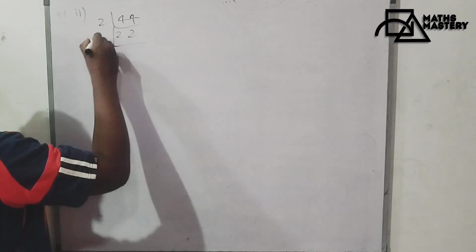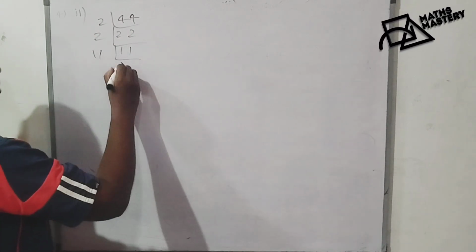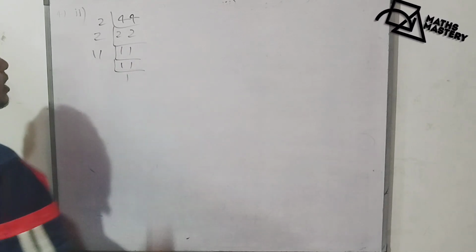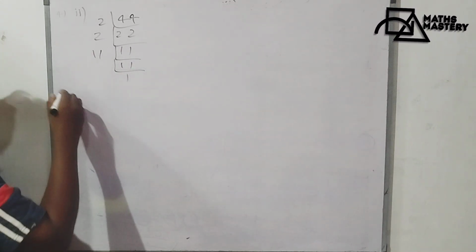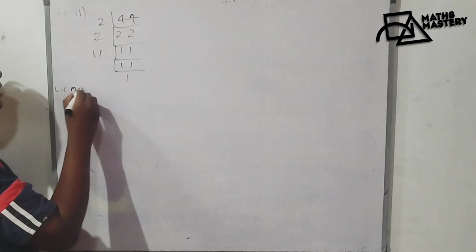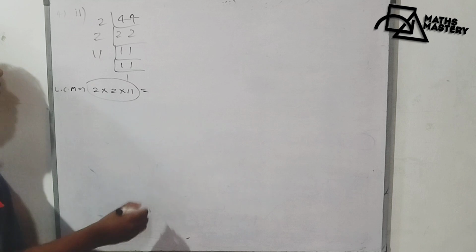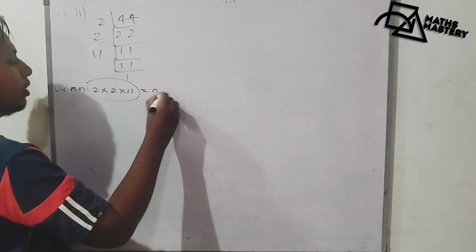Divide by 2, 22, again divide by 2, 11, again you divide by 11, because 11 is a prime number. There is no other number which is divisible by 11. So let's find the factors now. First we are going to find the LCM: 2 times 2 times 11. So you can see you round everything. 2 times 2 is 4, 4 times 11 is 44.